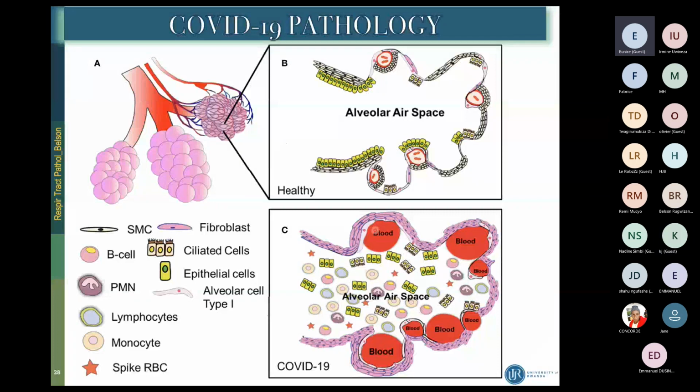Thrombosis, you understand, we saw this. So this is in a normal way. This is how here we have an alveolar sac with pneumocytes type 1 and type 2.